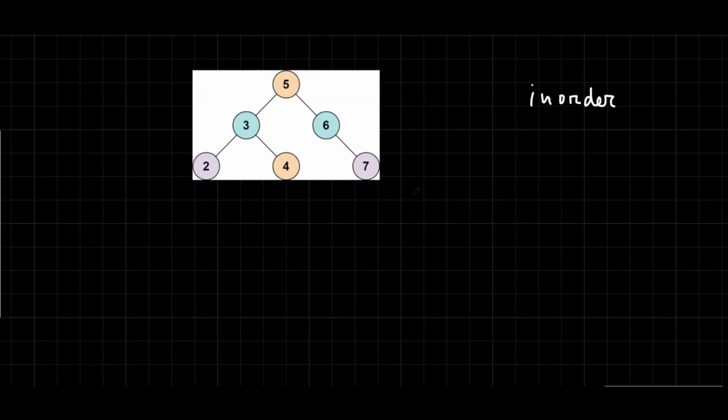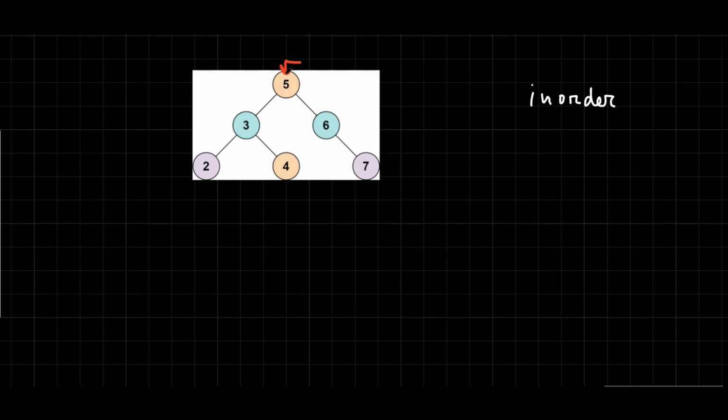So here, the basic algorithm of the in-order traversal is, for a tree, we will explore its left subtree. After that, we will store the value of the root. After that, we will explore the right subtree. And this is how the in-order traversal works. Now let's see how this in-order traversal works in this scenario.